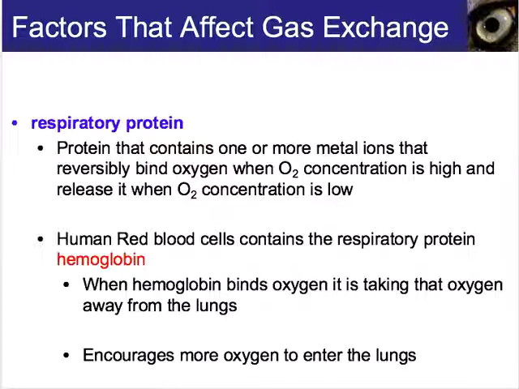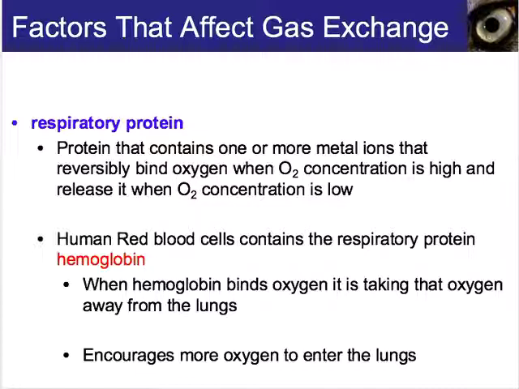Other factors that affect gas exchange include respiratory proteins, proteins that contain one or more metal ions that reversibly bind oxygen when oxygen concentration is high and release it when oxygen concentration is low. In humans, our red blood cells contain the respiratory protein hemoglobin. Please know that for your exam. Humans have hemoglobin in their blood. When hemoglobin binds to oxygen, it is taking that oxygen away from the lungs and encourages more oxygen to enter the lungs.